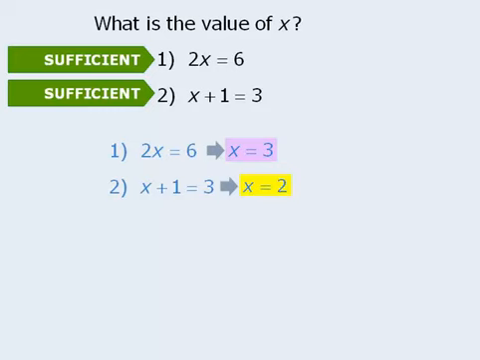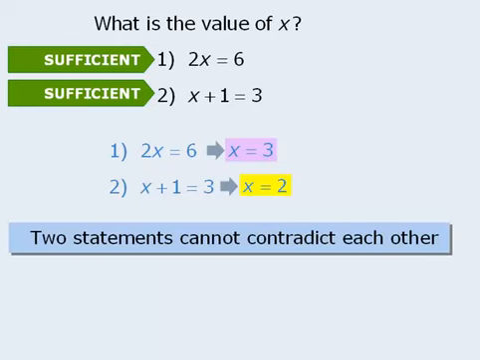Now the important feature of data sufficiency questions is that the two statements always provide true information. If this is the case, then the two statements can never contradict each other. Since the two statements in this question contradict each other, this could never be an official GMAT question.